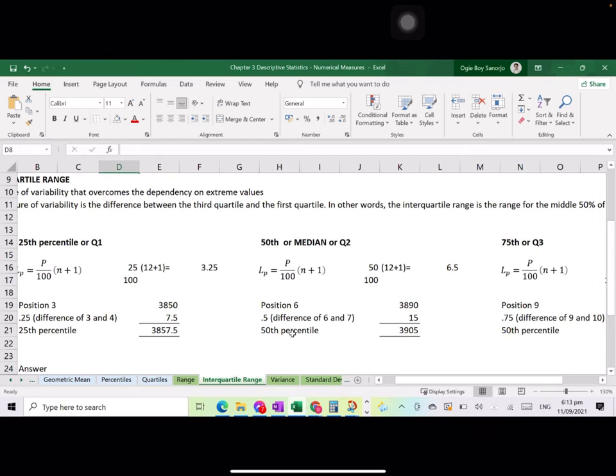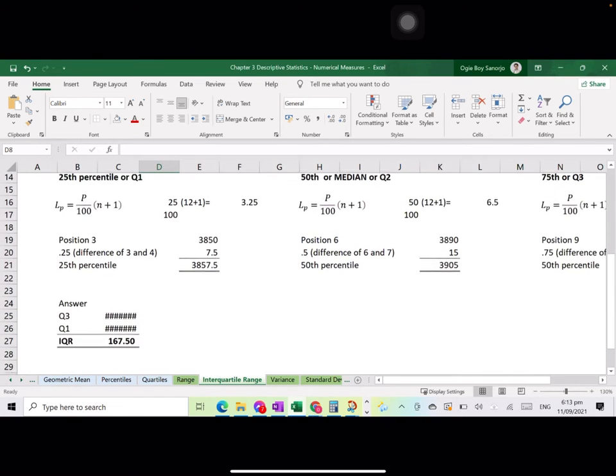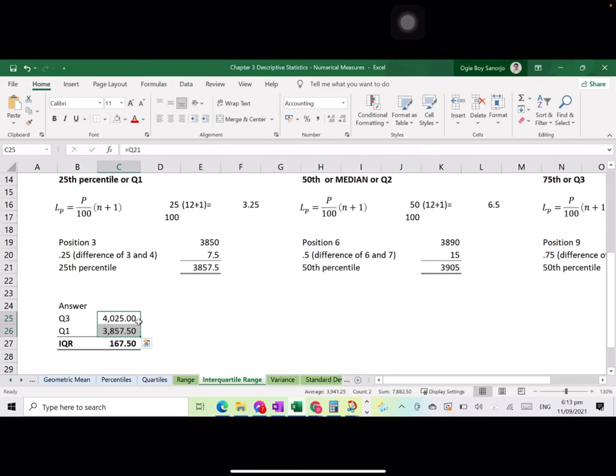So since interquartile range is only getting the difference between the two quartiles, which are the third and the first quartiles, therefore we only need to get the difference. So for Q3 we have 4,025, and for Q1 we have 3,857.50. Therefore our interquartile range is 167.5.